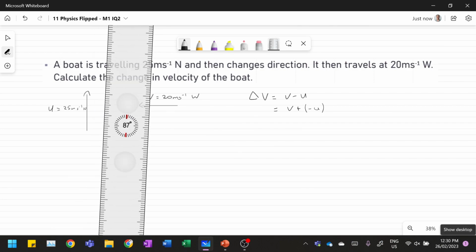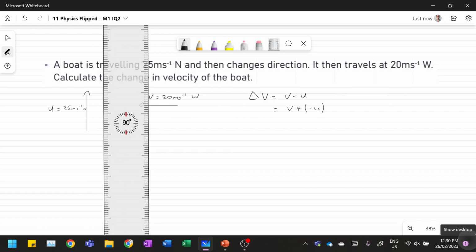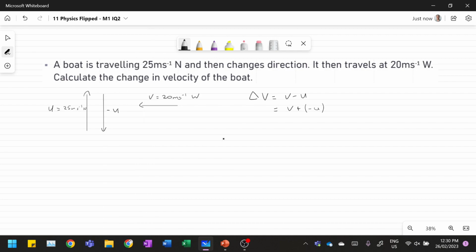And the way that we can show negative u is by drawing our vector in the opposite direction and labeling it as such, negative u. And these are the two vectors that we're going to combine together. So using our head to tail method, we're going to take v first.